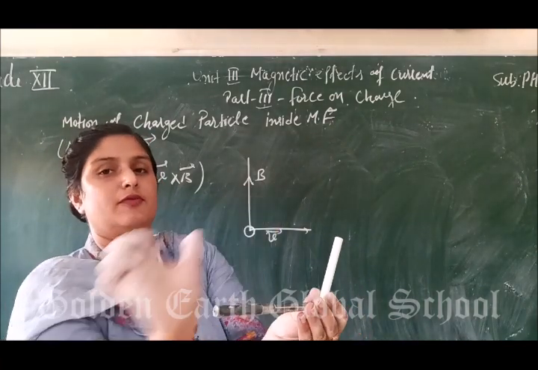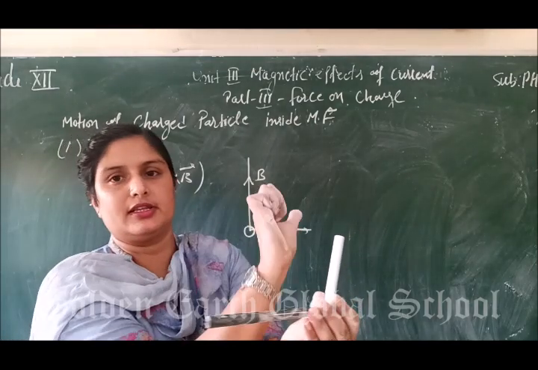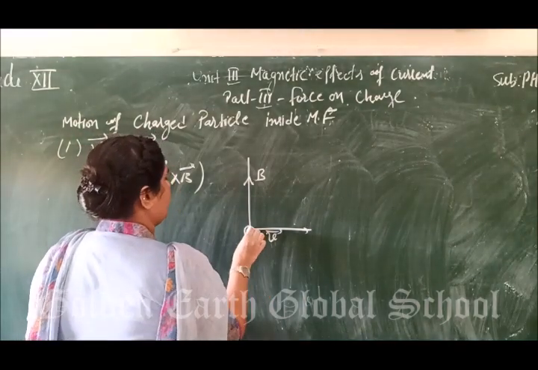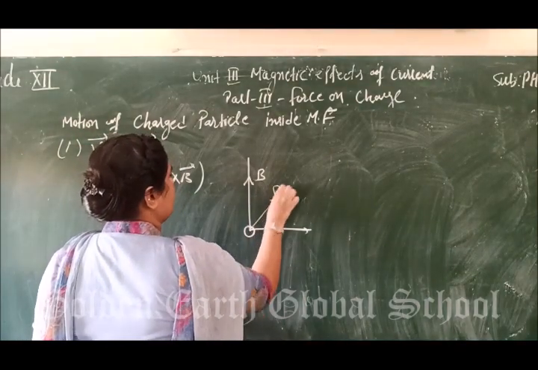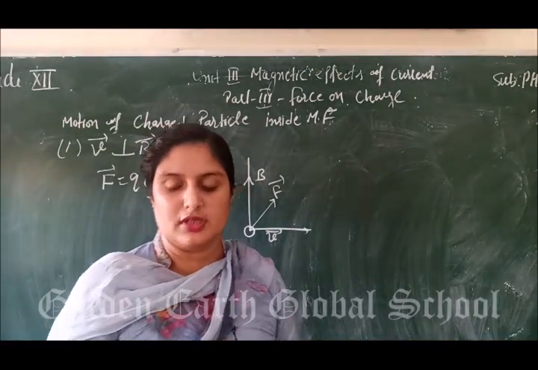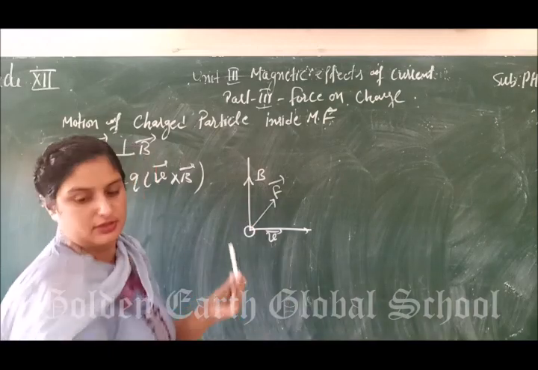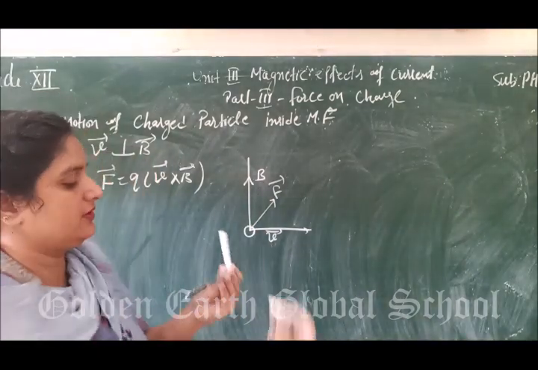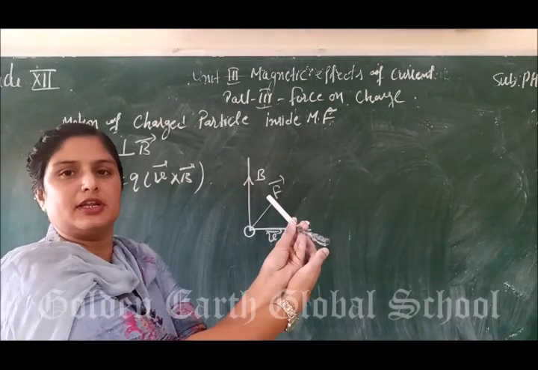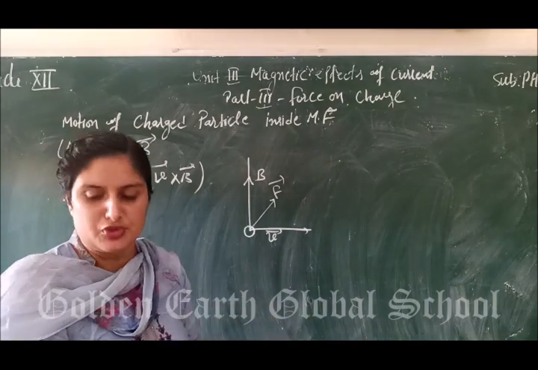Then the force is acting inward. The force is acting like this. Clear? Or it is not like this, it is in a backward direction. The force is acting like this. This short chalk is representing the direction of the force, magnetic field, and the direction of the motion.